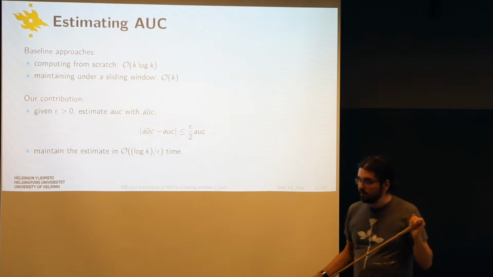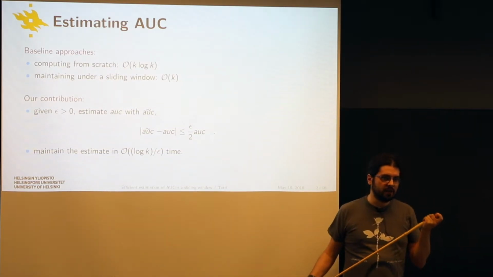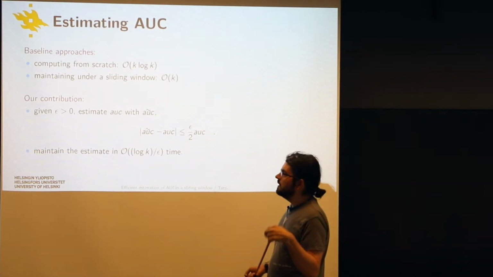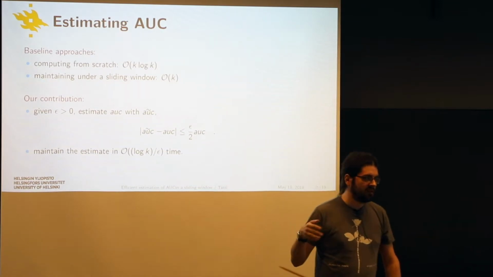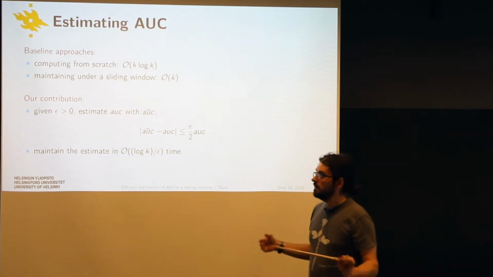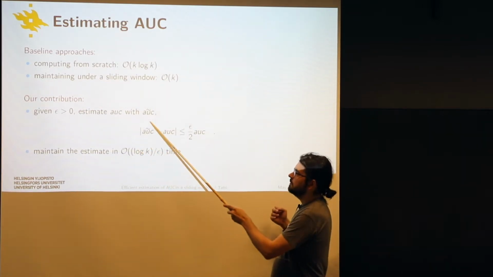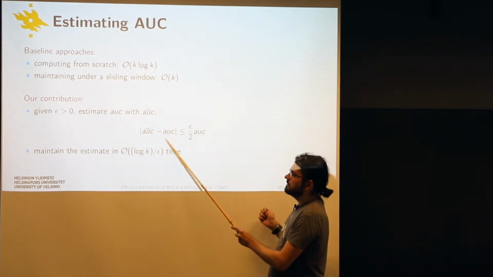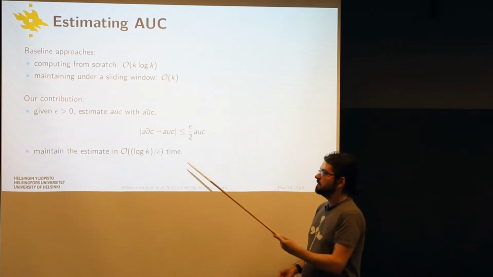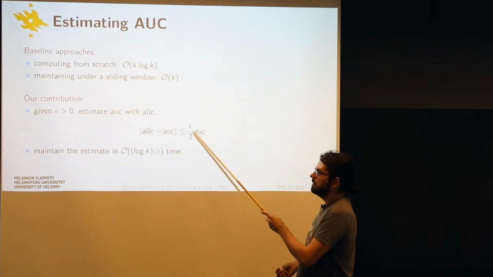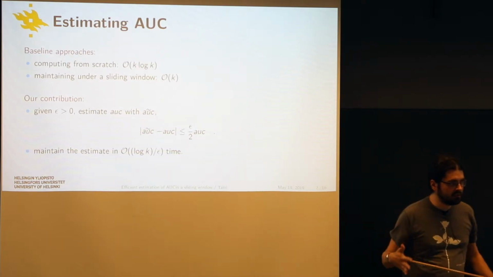What I did here is that I don't compute the AUC exactly. What I do is that I have an epsilon, which is just a user parameter: how much error I can tolerate in my calculation. So I can estimate AUC with AUC tilde, such that the error between these two values is smaller or equal to epsilon divided by 2 times the true value. So I get some approximation out of it.